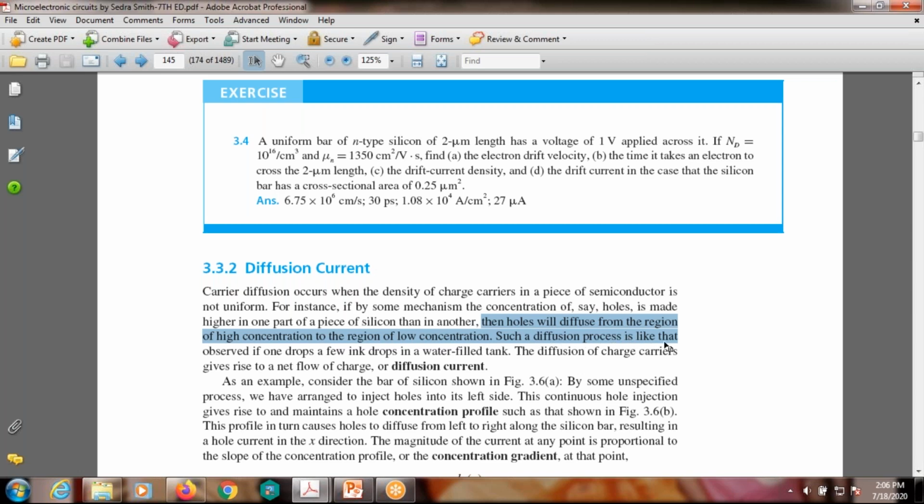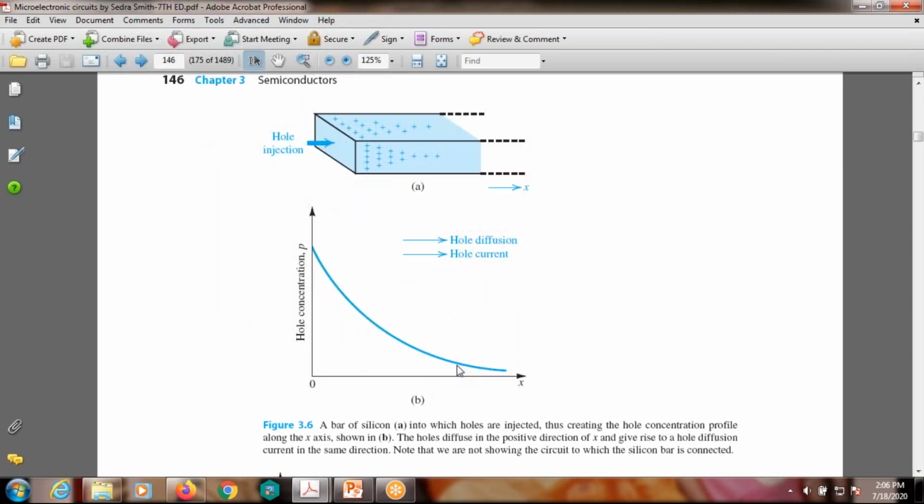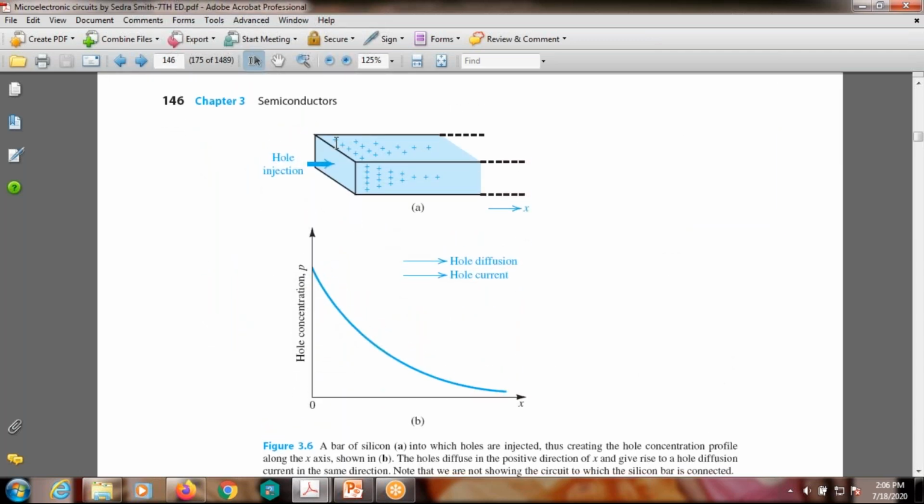Such a diffusion process is like that observed with a few ink drops in a water filled tank, right? Because this is also one way of defining diffusion current. Now let us consider this one. This is a piece of silicon bar. We are trying to inject holes. Okay, by using some mechanism, we try to inject holes here. What happens is that at this level, the concentration of holes is very, very high.